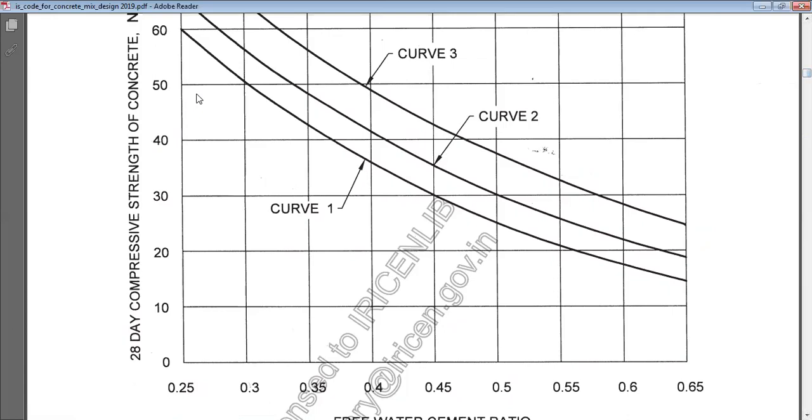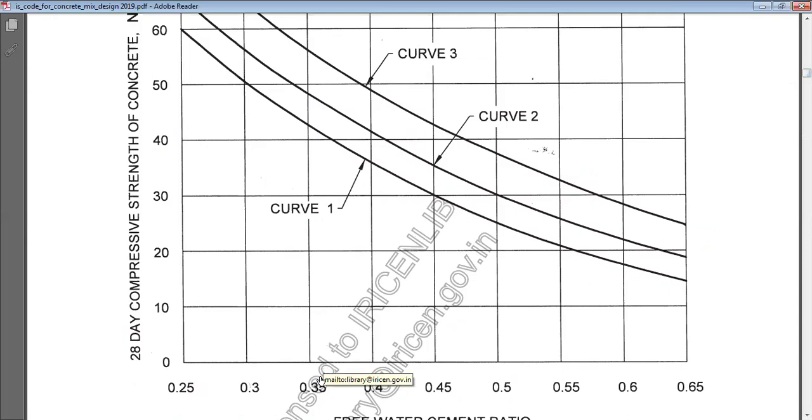We draw a straight line. You see where that line will cut the second curve. Here it is. Second curve is for PPC purpose. Similarly we draw that straight line to where it will cut the x-axis. Here it comes around 0.36.